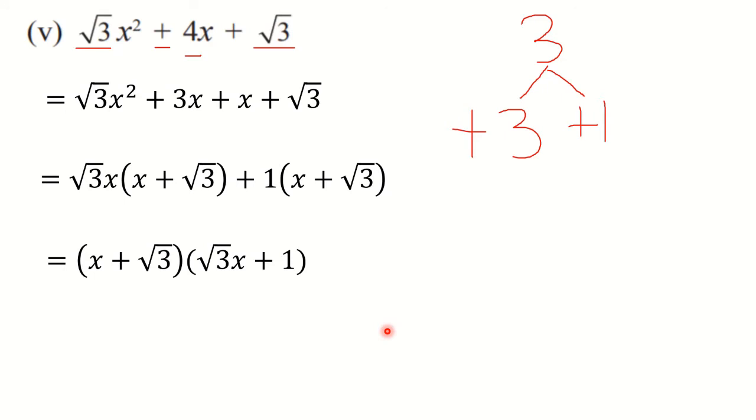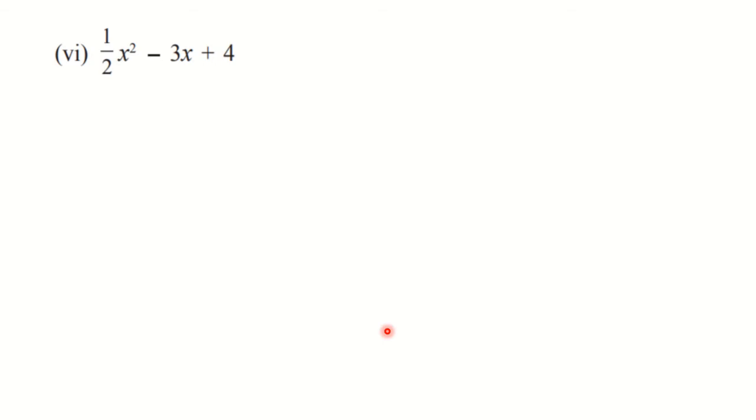So it was a very easy sum, only you were having irrational numbers, but don't get confused here. You can easily get the factors. I hope you must have completed it. I'm going towards the next question. So see, in the next question, question number 6 is half x square minus 3x plus 4.